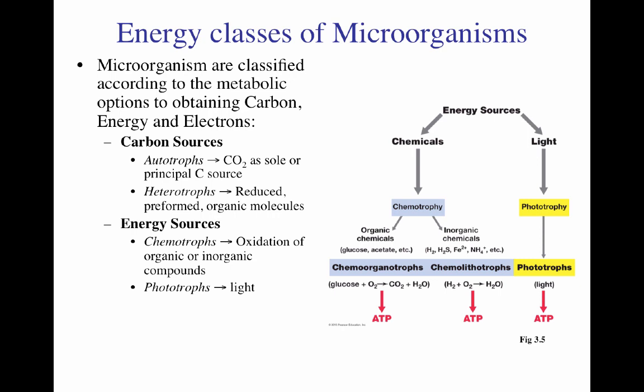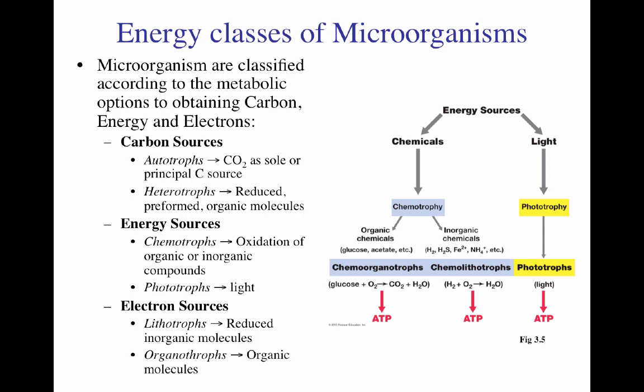Now, the energy that the cells use can come from two different sources. Phototrophs use light, whereas chemotrophs oxidize an organic or an inorganic molecule to obtain energy. Last but not least, we have where the organisms obtain their electrons. Lithotrophs obtain electrons from reduced inorganic molecules, whereas organotrophs receive their electrons from organic molecules.